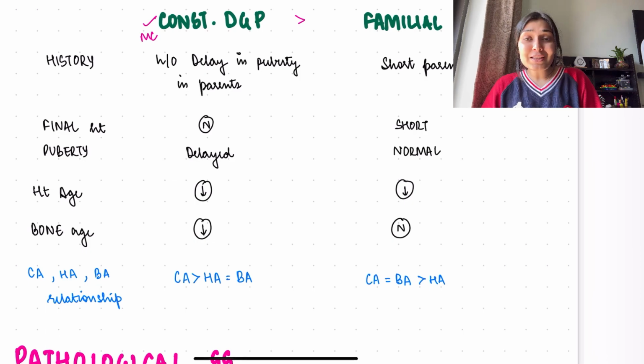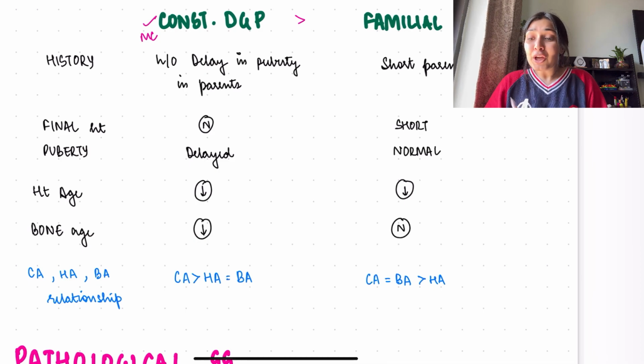Talking about the height age, now we know what height age is. Height age is that age at which that particular height is at the 50th centile, right? So this child right now is short, so the height age is definitely going to be lesser than the chronological age. Similarly, in familial short stature, height age is going to be less.